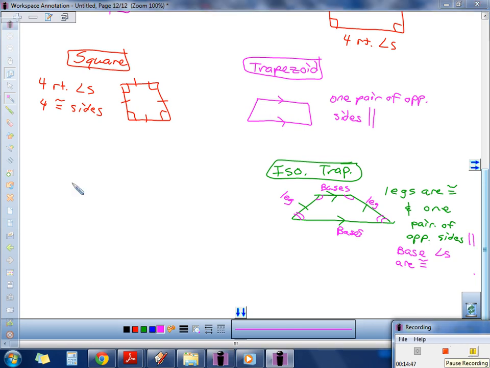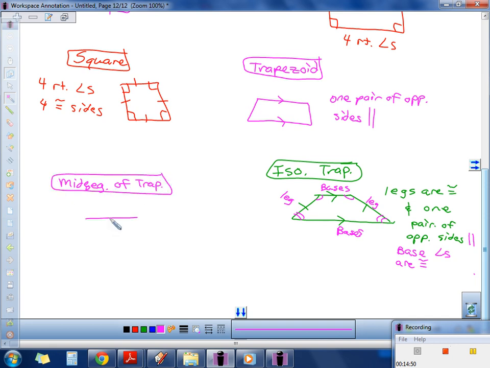Up next we had mid-segment of a trapezoid. I like this one because I think it's simple math. Whenever you have a trapezoid, it has two parallel sides. If you draw the midpoints on these legs and connect them, you've created the mid-segment. So this piece right here in red is the mid-segment. Mid-segment has some nice simple math. If this piece is 12, this piece is 10, how long is the shorter base? 8. So there's some simple math to do that.